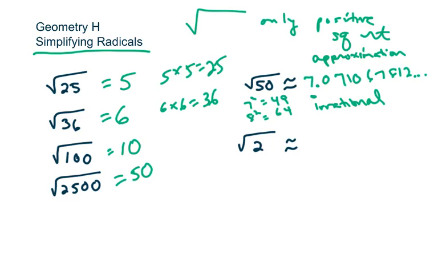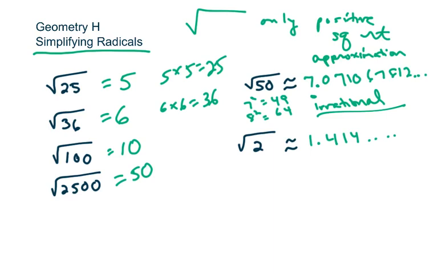So square root of 2 is also irrational, and that would be approximately 1.414, and then, again, irrational. All radicals are irrational unless they evaluate to an integer.